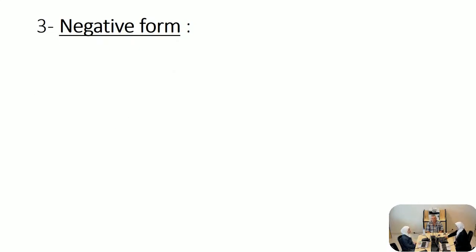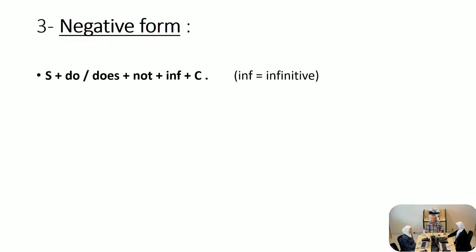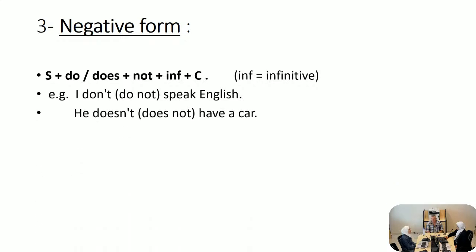Next. Negative form with Miss Maha, please. Yes, we start with the subject with do, does, and we add not at the end with the infinitive and the complement of the sentence. Example, I don't or I do not speak English. They are both correct. He doesn't or does not have a car.